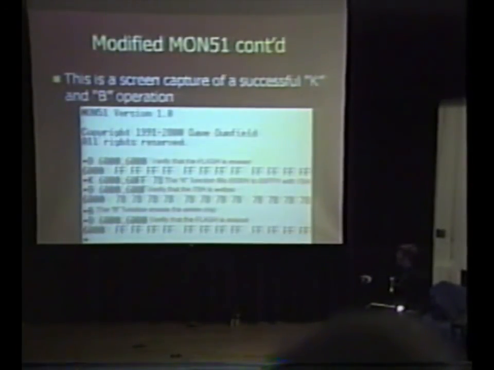So here I'm trying to fill 6000 to 60FF with the value of 78 using the K function, and using a dump of 6000 to 60F, it shows that 78 was successfully written. Then after that, I wanted to prove that the B function erased the chip, so I inputted the B, then read the data again, and it shows that the values were FF, which are the values that you get when the chip comes to you.